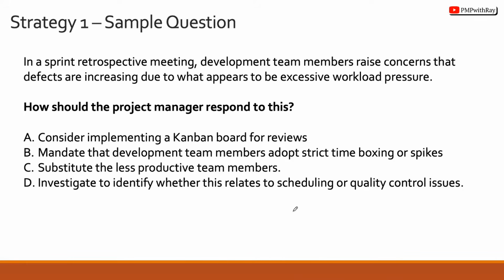Okay, so let's see how the learning of superlatives applies in this question, okay? What the question is saying is that in a sprint retrospective meeting, development team members raise concerns that defects are increasing due to what appears to be excessive workload pressure, okay? Due to what appears to be. So it is not clear whether that is actually the root cause or not, right? That is very, very critical for you to understand. So how should the project manager respond to this? Let's look at the answer options one by one.